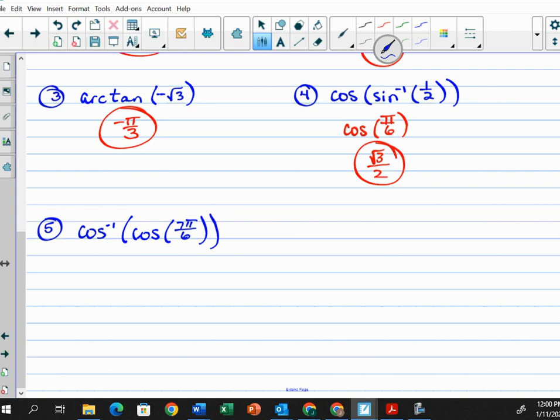So guys, when you have an inverse of itself, do you think they just undo each other and the answer is 7 pi over 6? It's a good theory if the angle is in the first or second quadrant for cosine, or the negative pi over 2. 7 pi over 6 is in the third quadrant.